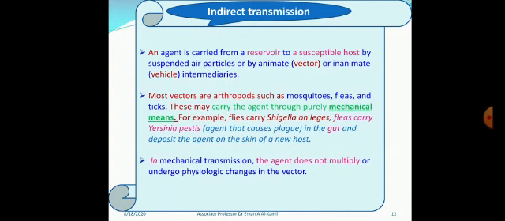Indirect transmission is where the agent is carried from a reservoir to a susceptible host by suspended air particles or by an inanimate vector or inanimate vehicle intermediary. So this type of indirect infection is caused either by a vector or by a vehicle. The vectors are arthropods, such as mosquitoes, fleas, and ticks.